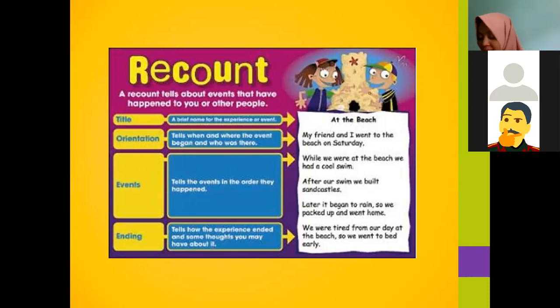While online meeting, we still do the same. How many events? While we were at the beach, we had a cool swim. This is the first event. Second, after our swim, we built a sand castle. Later, it began to rain, so we packed up and went home. The ending, or the reorientation: we were tired from our day at the beach, so we went to bed early. So this one is orientation, events, and the last one is reorientation.